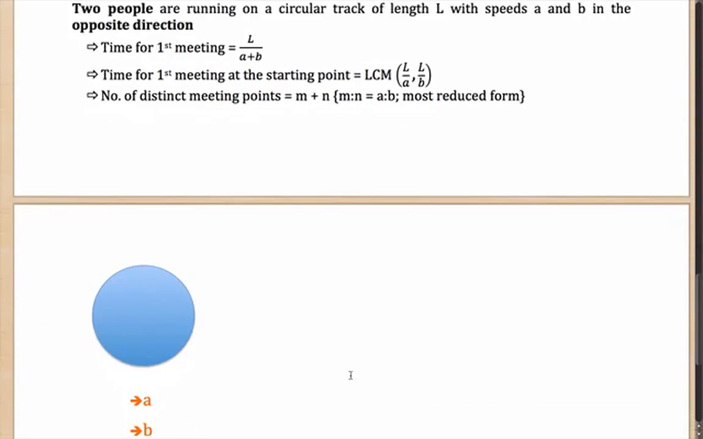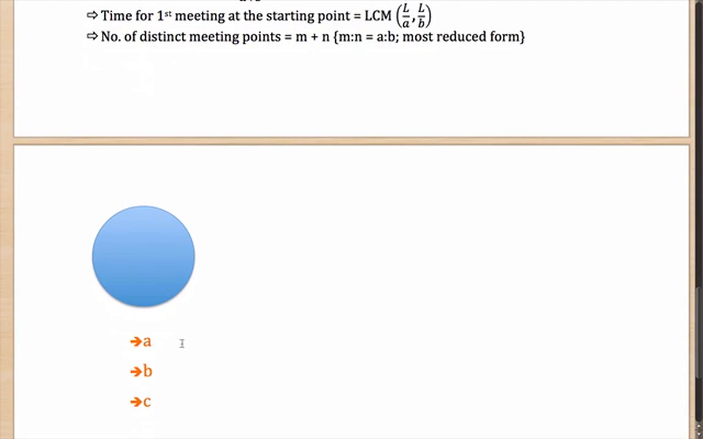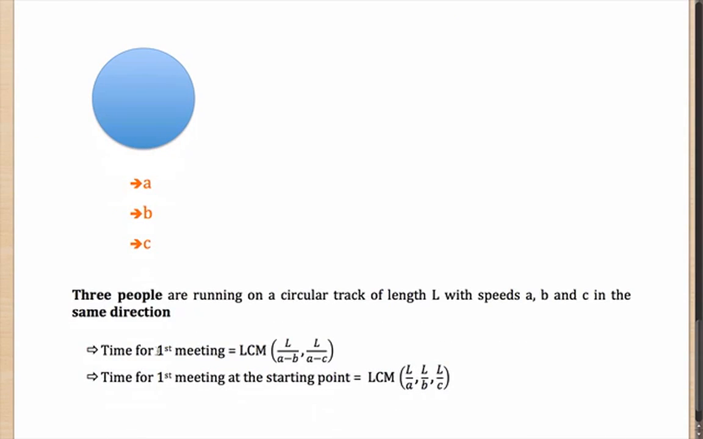Let us look at another case when there are three bodies in motion A, B and C and all of them are in the same direction. What will happen then? The time for first meeting will be the LCM of L by A minus B and L by A minus C. You may ask why? Well, L by A minus B is the time when A and B are going to meet. L by A minus C is the time when A and C are going to meet.